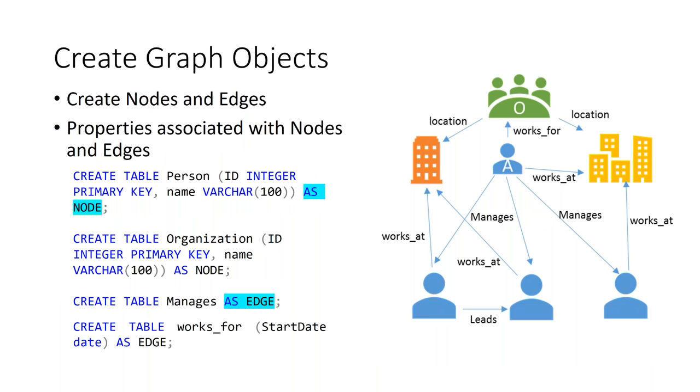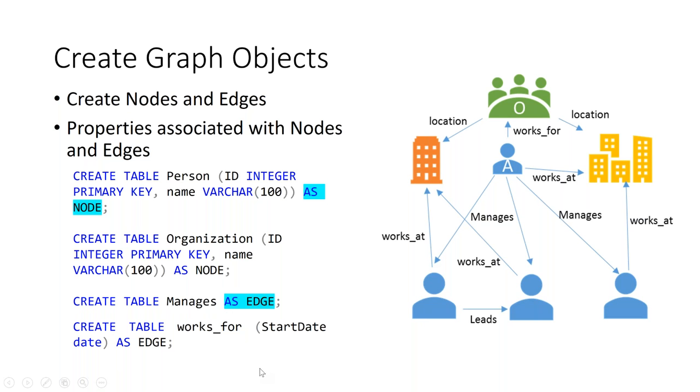So when I said that you can create graph objects now, that means you can create your node and edge tables. And there could be properties associated with both node and edge tables. On the slide, you can see that we have extended the create table syntax to create a table as a node or as an edge. An edge table may or may not have any user-defined attributes associated with it.